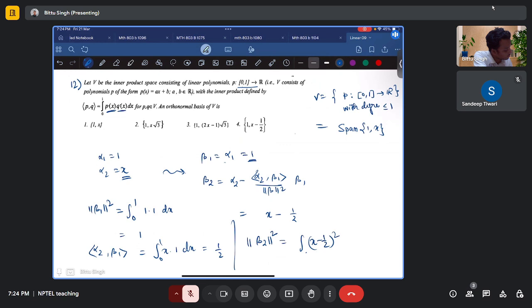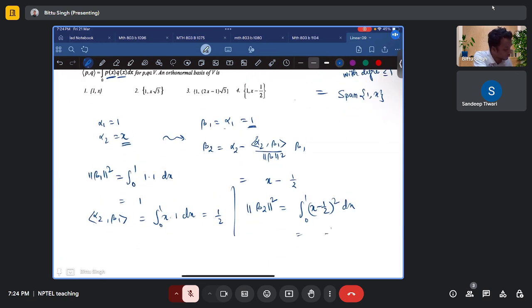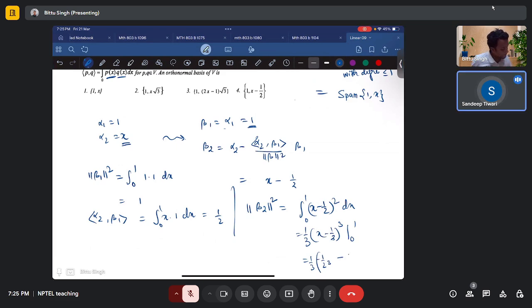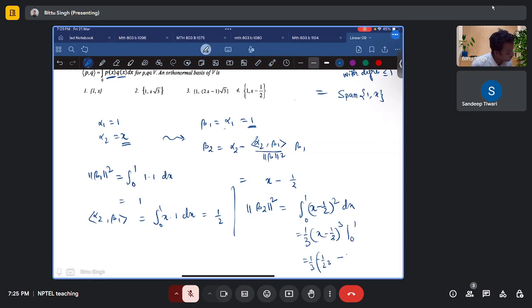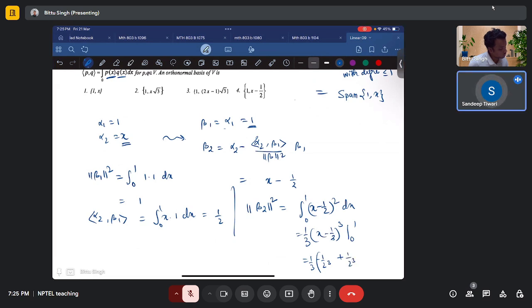So norm of beta 2 squared is the same as this, which is (x minus half) cubed by 3, from 0 to 1, which is 1/3 times the cube of 1 minus half, plus, putting 0 again, we will get plus, minus 1 by 2 cubed.